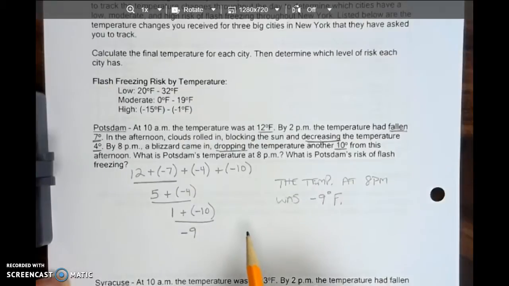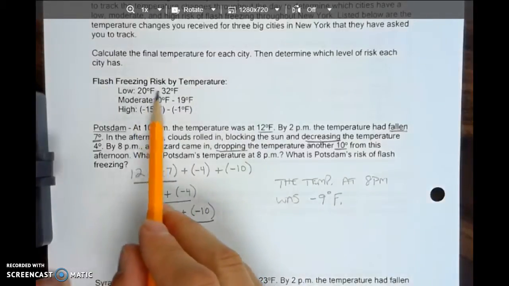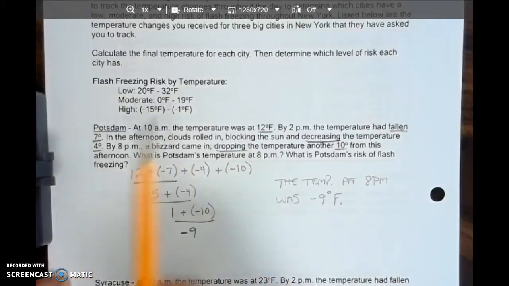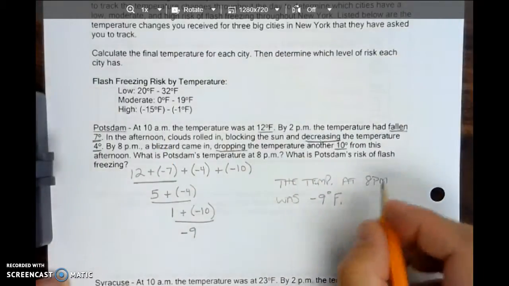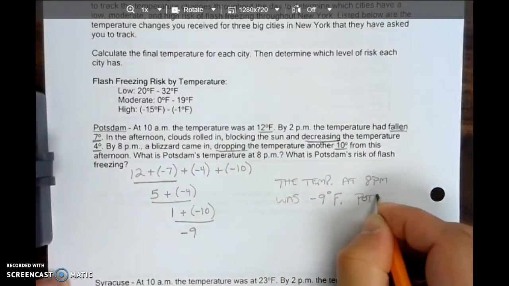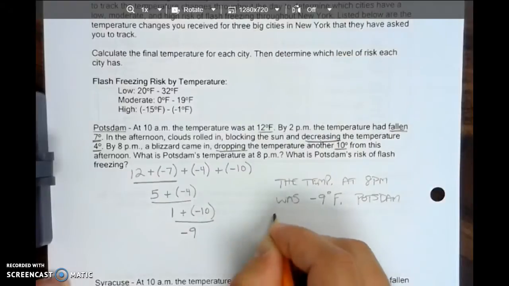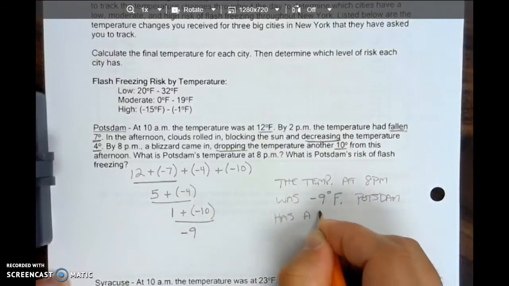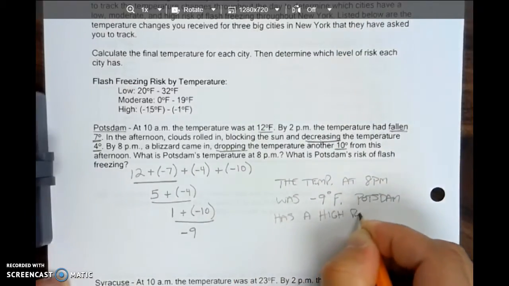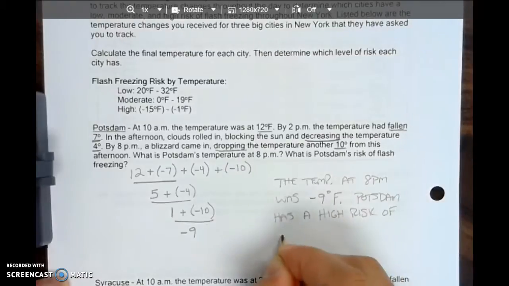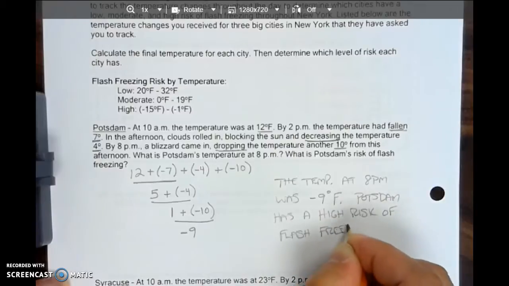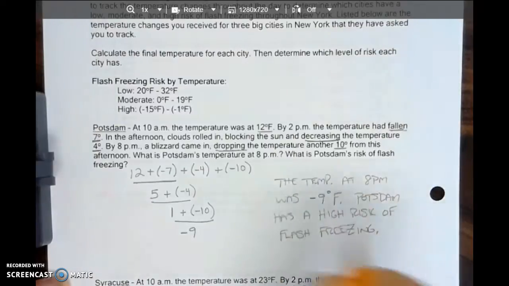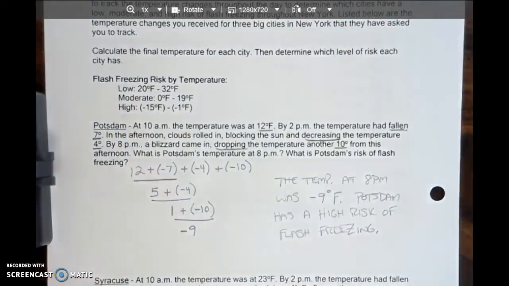Now we have to figure out the risk of flash freezing. So we've got to find out, well, where is negative 9? Well, it's not between 20 and 32. It's not between 0 and 19, but it is between negative 15 and negative 1. And so we can say Potsdam has a high risk of flash freezing. Okay, the temperature of negative 9 degrees Fahrenheit would put them in a high risk for flash freezing.